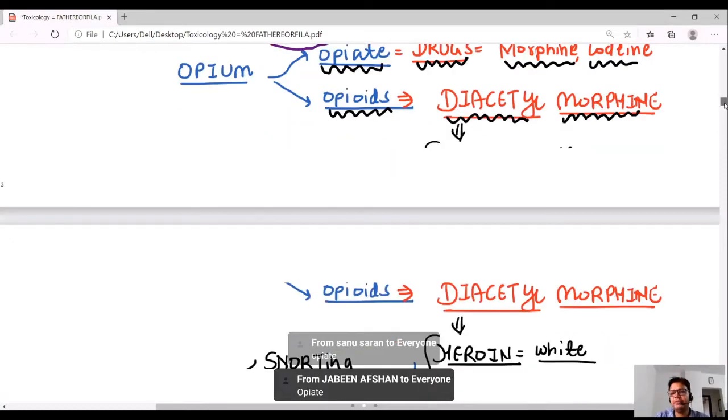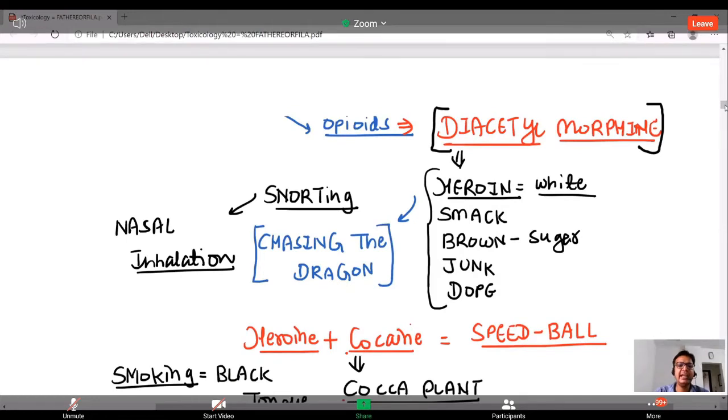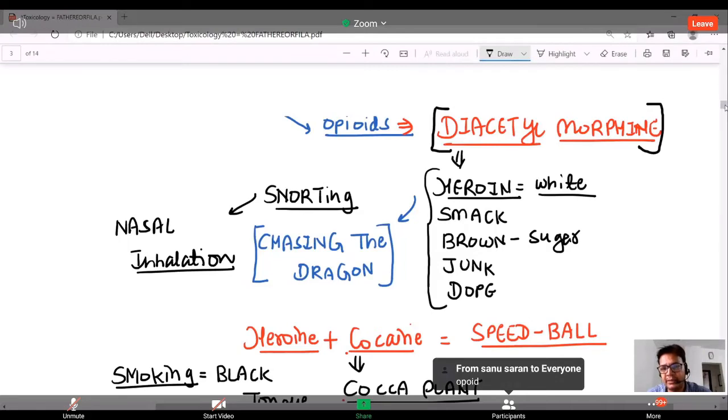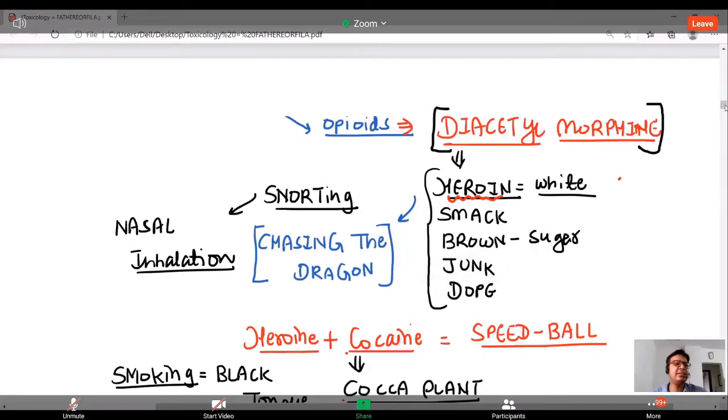And Doctor, derivative of morphine is diacetyl morphine. Doctor, what is diacetyl morphine? It is nothing but heroin. What are other names of heroin? Heroin is a white powder. Other names are smack, brown sugar, junk, dope. So revise: heroin, smack, junk, brown sugar, and dope. All are the same.